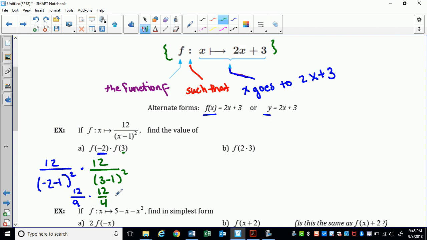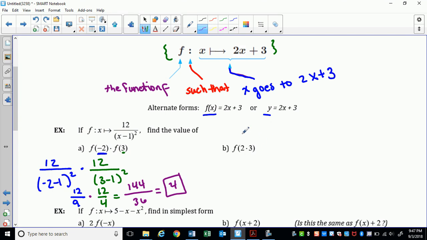Okay? And then we're just going to multiply straight across. When we multiply fractions, the denominators do not have to be the same, and we just multiply straight across. So 12 times 12 is 144. And then 9 times 4 is 36. And I believe that does go into 144 4 times. Try it out, guys, on your calculator and make sure, because these are the type of mistakes I make, the algebra ones, okay?